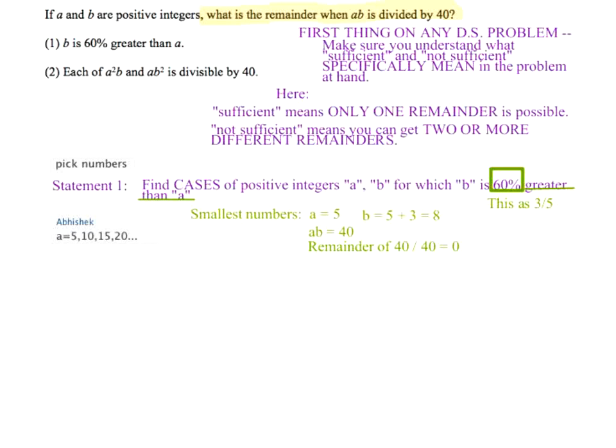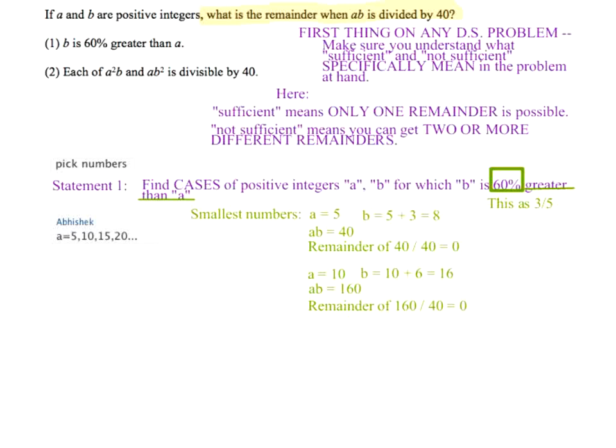All right, well, let's look at a couple more cases, right? A could be 10. So let's look at that case. If A is 10, then 60% of 10 is 6. So 10 plus 6 is 16. Looks like AB is 160. And the remainder of 160 divided by 40 is still 0. I think you guys see where this is going, but you want to look for a pattern here.